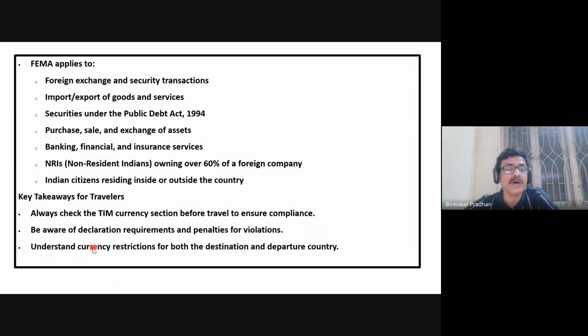And the key takeaway of this topic: always check the TIM currency section before travel to ensure compliance. Be aware of declaration requirements and penalties for violation. Understand the currency restrictions for both the destination and departure country.